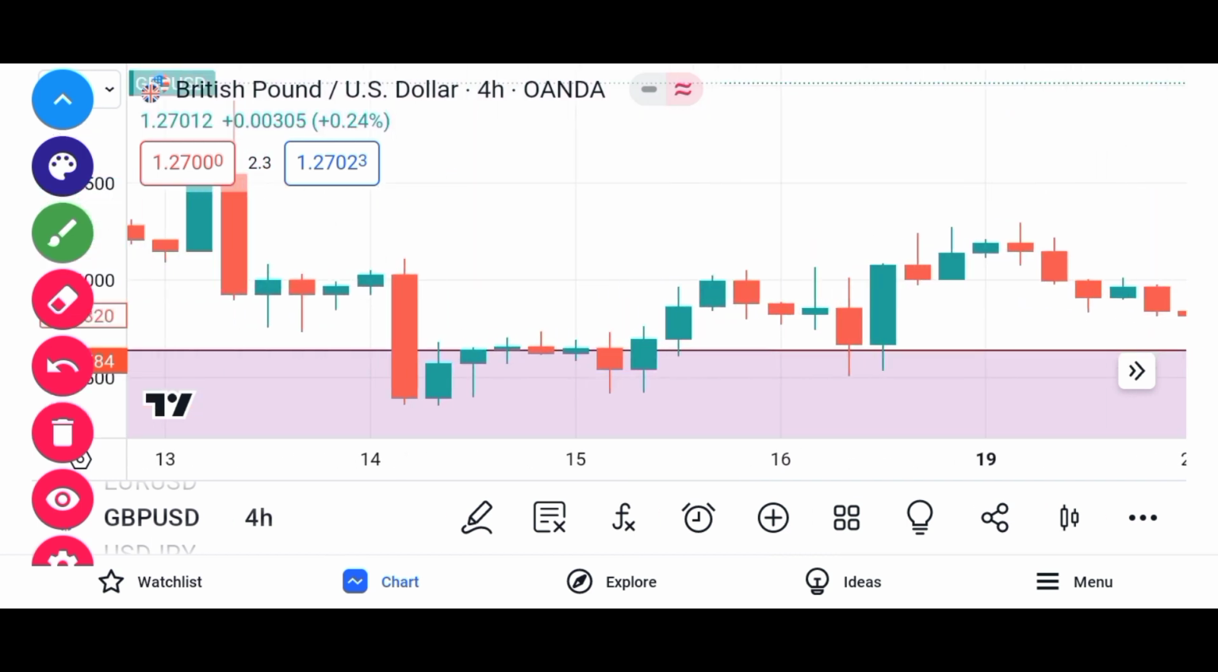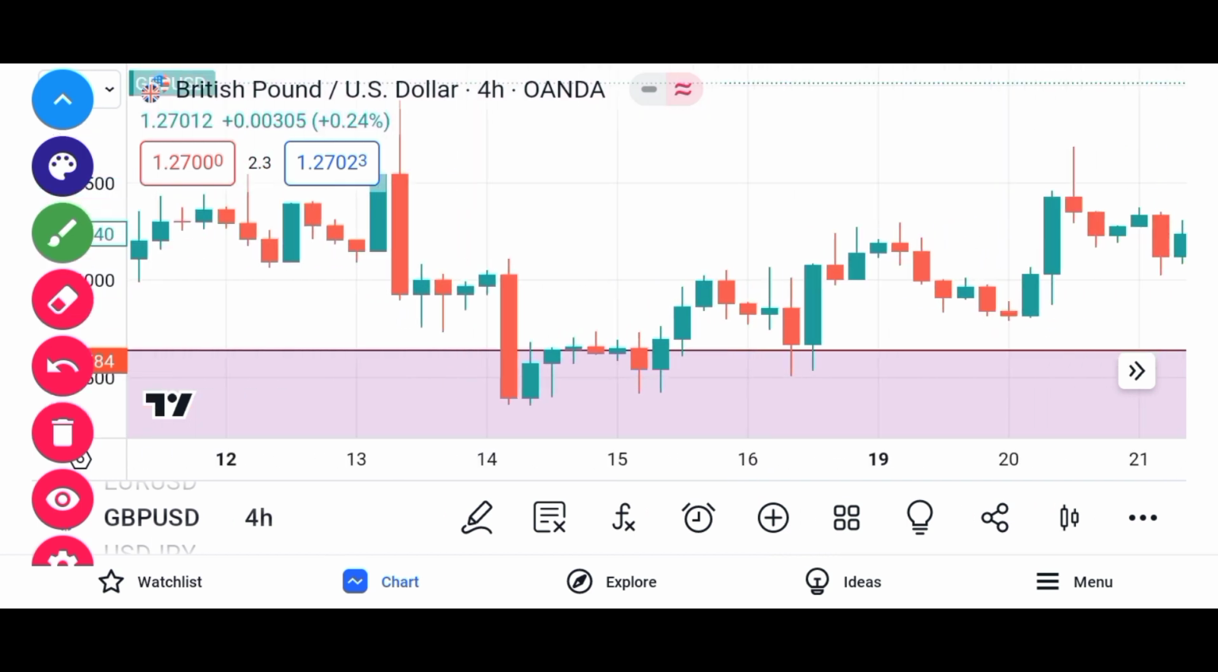Even here, I could have not taken the trade. But after that, what happened? We saw a hammer formation. Okay, we saw a hammer formation. And what does it tell us? That the buyers are actually stepping in.